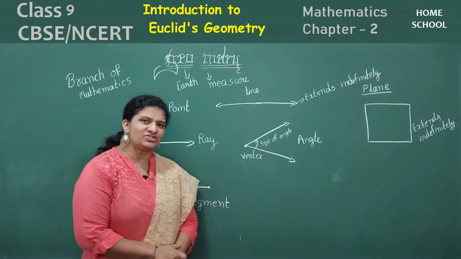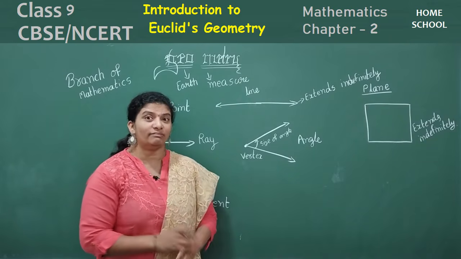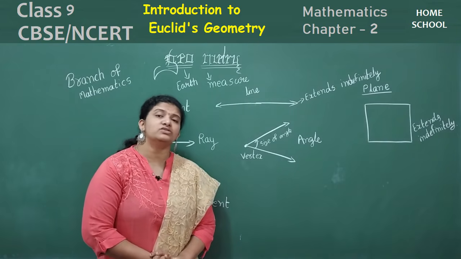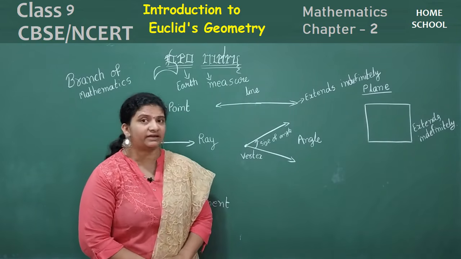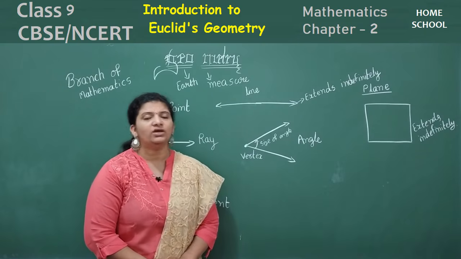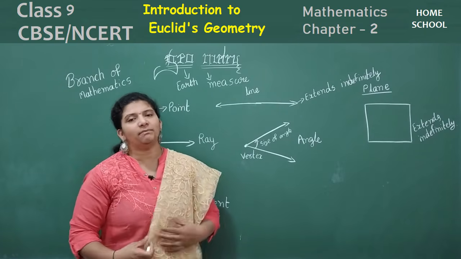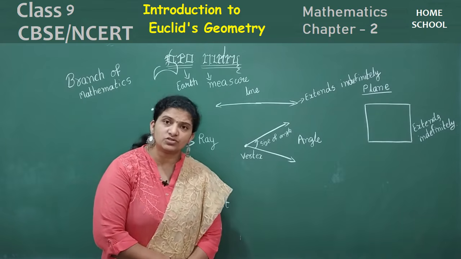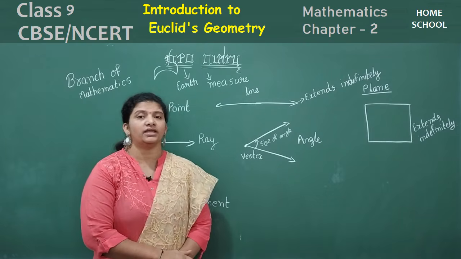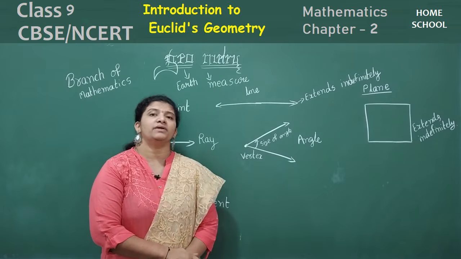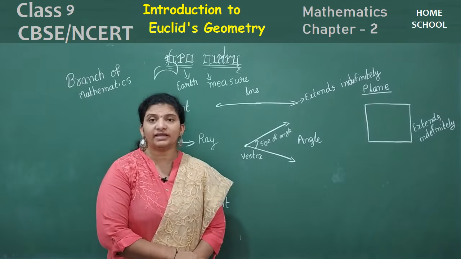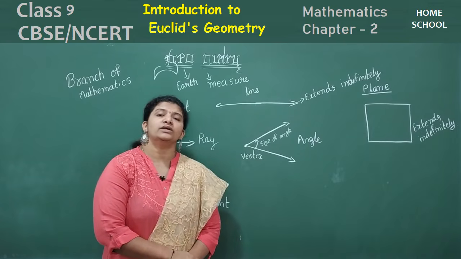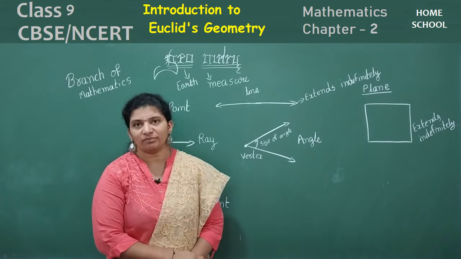Where do we apply this geometry? In the word itself, we got measurement of earth. Geometry has been important from thousands of years ago onwards. This is the practical application of geometry we are using. Some of the applications, where do we use this geometry? This geometry is used to find the areas of lands. It is also applied in architecture, navigation, and astronomy.